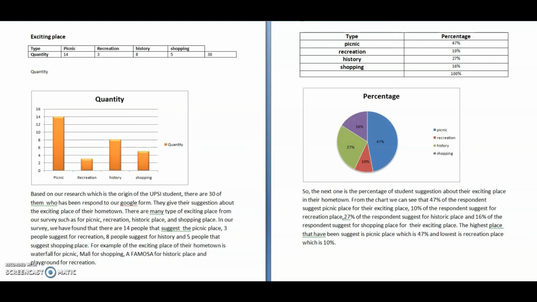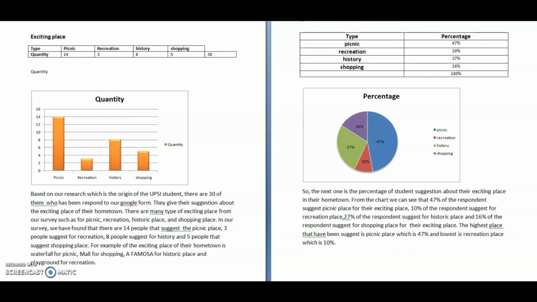In our survey, we found that 14 people suggested a picnic place, 3 people suggested recreation, 8 people suggested history, and 5 people suggested a shopping place. For examples of their exciting places, for picnic it is a waterfall, a mall for shopping, A Famosa for historic place, and a playground for recreation.